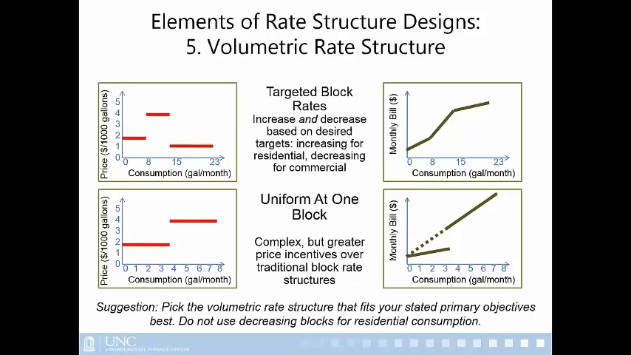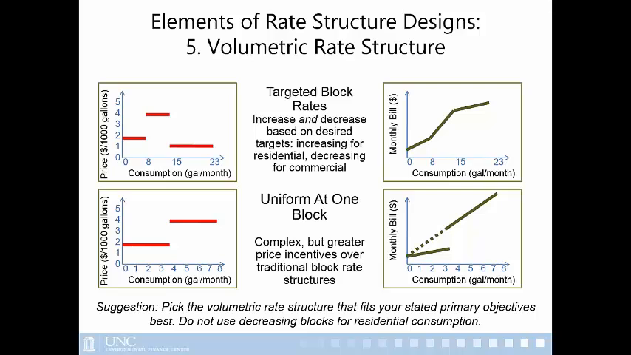Targeted block rates, which is something I alluded to earlier, is where you have a block rate structure, but it doesn't just increase or it doesn't just decrease. It might increase for some blocks and then decrease later on, or it might decrease to begin with and then increase later. For that, you're really targeting specific types of customers and specific types of consumption.